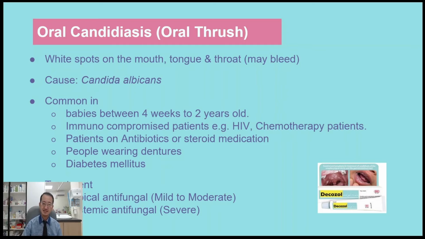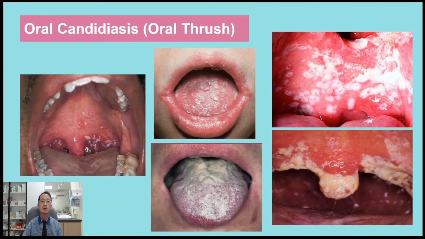It's commonly found in babies from 4 weeks to 2 years, or in immunocompromised patients such as HIV patients or chemotherapy patients. Patients on antibiotics or steroid medication, those with poor ill-fitting dentures, or diabetes patients can also get it. All these can contribute to oral candidiasis. Treatment-wise, we can use topical antifungal or systemic oral medications. You can see the hard palate here over the left photos, all these whitish, milk-like patches over the palate as well as the tongue.